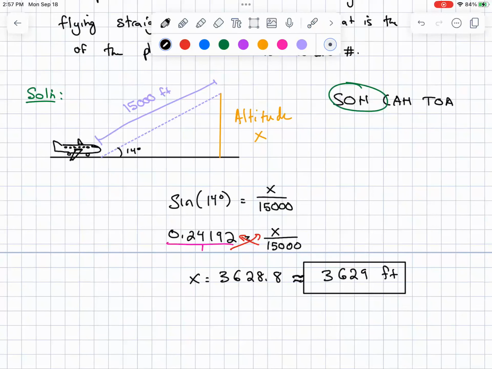In my previous class, I actually did this with the measurement of miles. So it travels 15,000 miles, and then you'd be 3,629 miles above Earth, which is in space. Apparently the stratosphere is only about 30,000 feet up or something like that, so 3,000 miles would be way out in space. So I fixed the measurement this time. But that's that. Are there any questions on that one? How to do it.